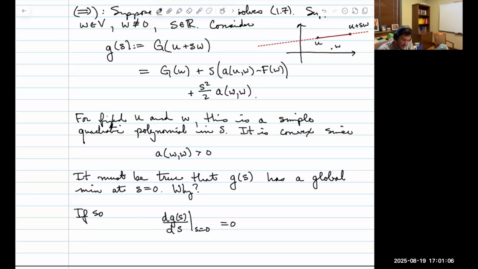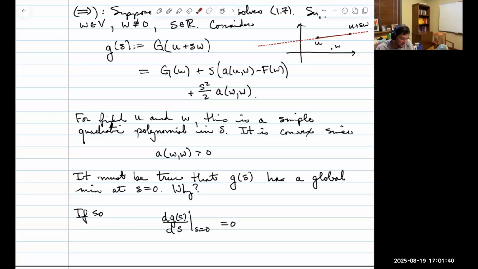So as S changes, I'm moving to different locations on this line, right? And as I'm doing so, I'm evaluating G. So this function, if I were to be able to plot this, would look something like that on that line. I hope you get the idea. Right? So it has a minimum at U because U is the global minimizer of this function G to begin with.